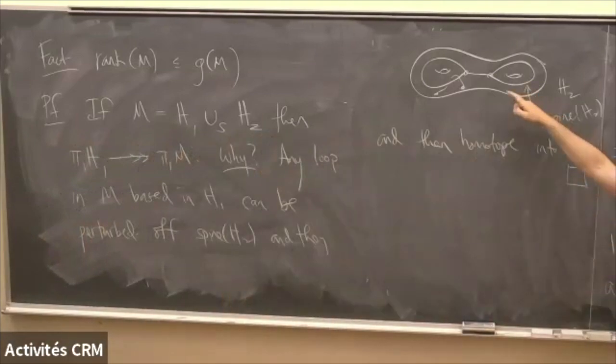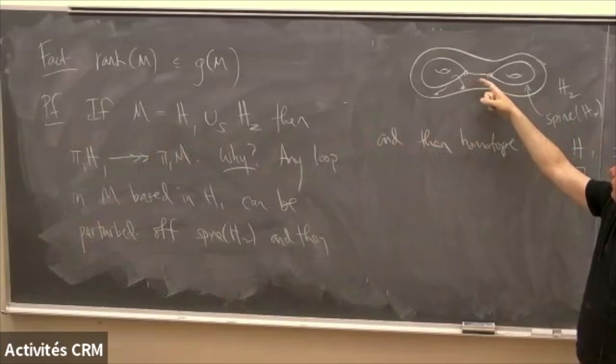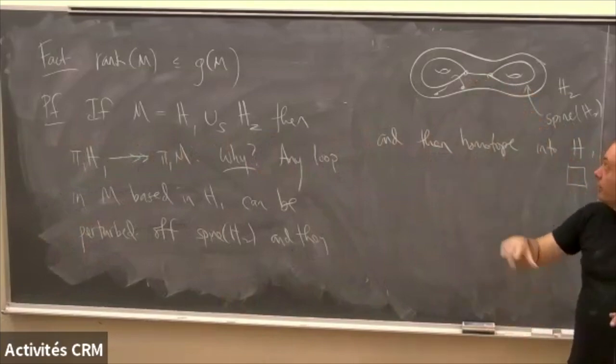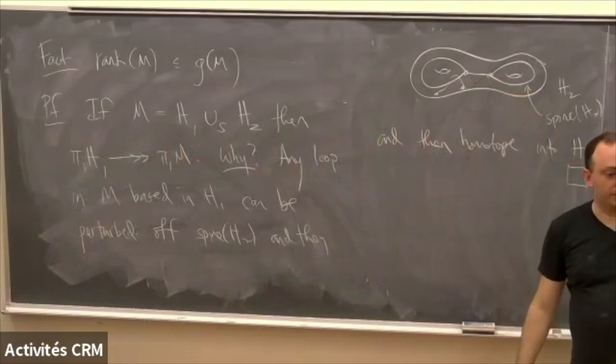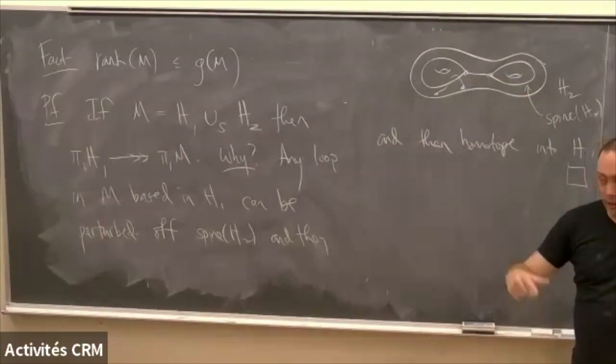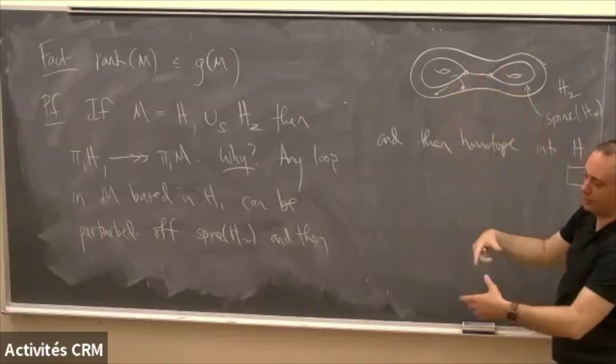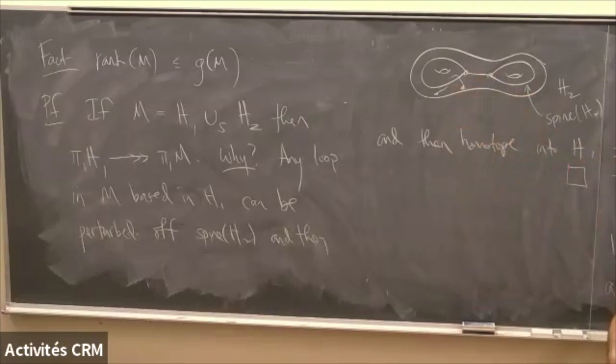The point is that if you take this spine and remove it from H2, you get something that's just a product of the surface and a half open interval. And so I can take this arc that goes into H2 and push it to the boundary and push it back into H1.